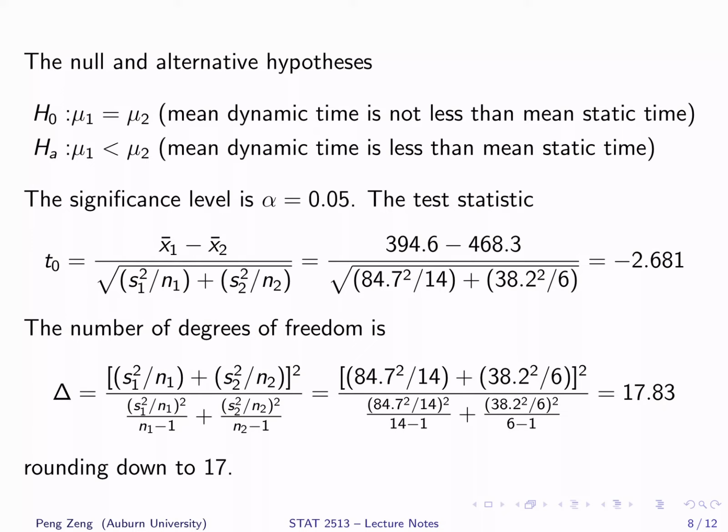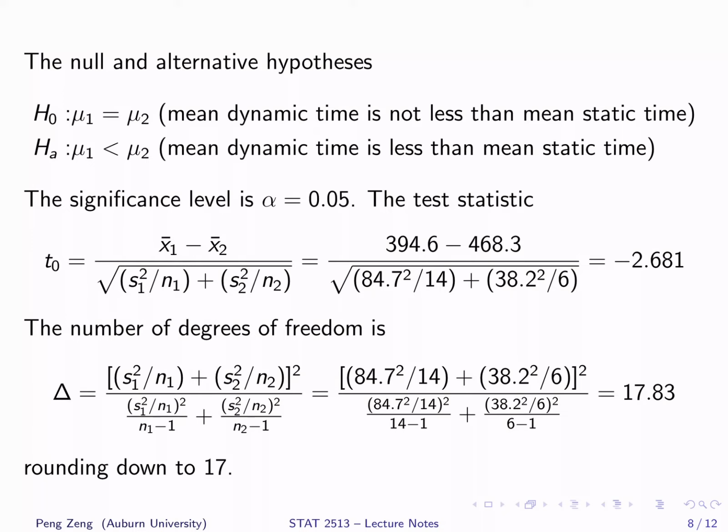The test statistic is computed as follows. The value t0 equals x1 bar minus x2 bar divided by the square root of s1 squared divided by n1 plus s2 squared divided by n2. We have already calculated the sample means and the sample standard deviations in the previous slide. Plug in all the numbers and do the math. The test statistic is negative 2.681.